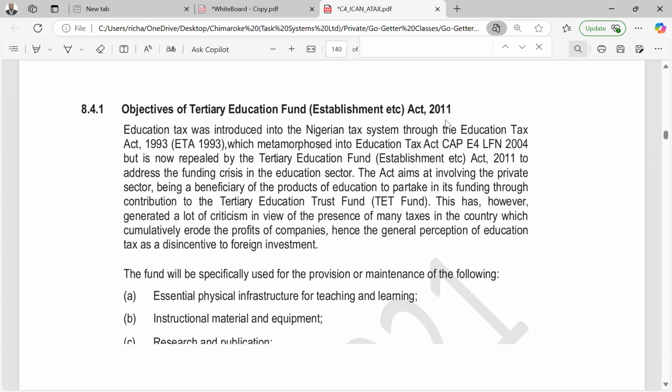Normally, the education sector usually suffers from poor financial allocation in the budget. So much attention is not being given to education.